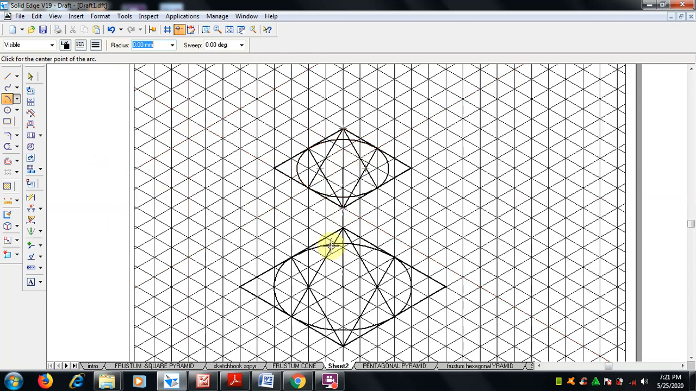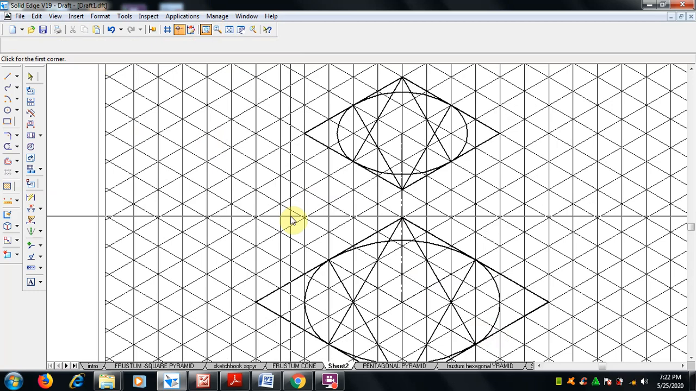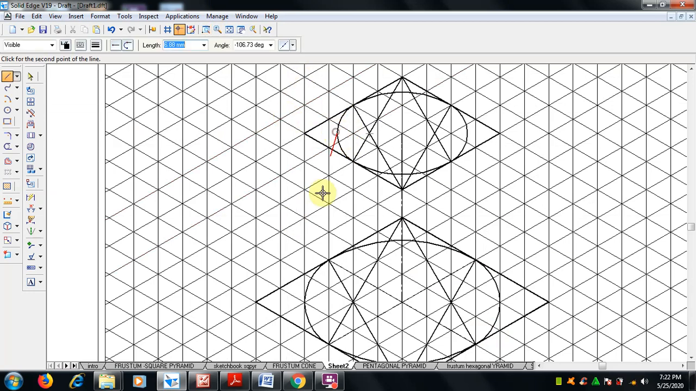So now bottom and top face is done. Then how to join this? Select a line, 0.5 mm thickness. So from anyhow, we are going to draw the tangent of this circle anywhere you can select, so that we can draw a line from the outermost to the tangent.